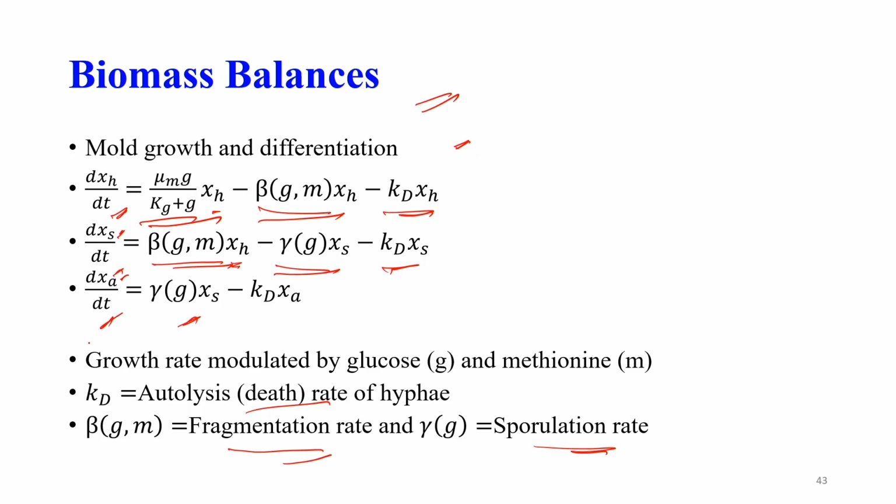Similarly, for XA, spore formation originates from the XS, minus there is a death rate. So, these are very simple biomass balance kinetics, but now we are writing, rather than only X, based on the different morphologies XH, XS and XA.